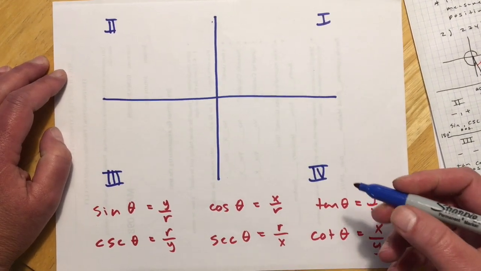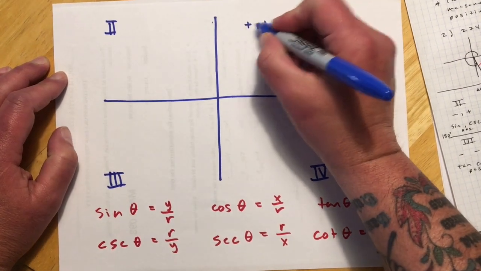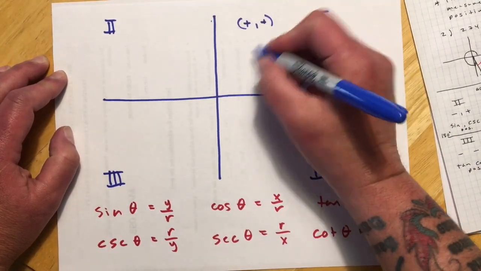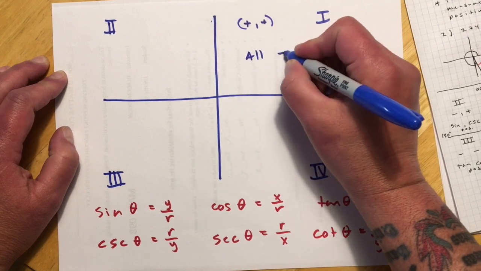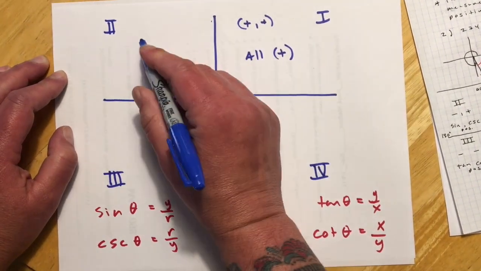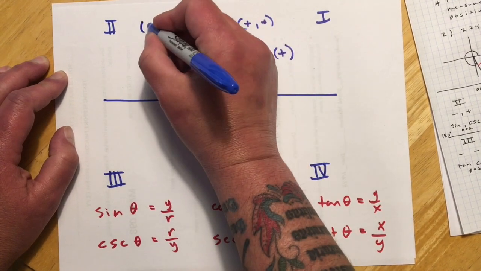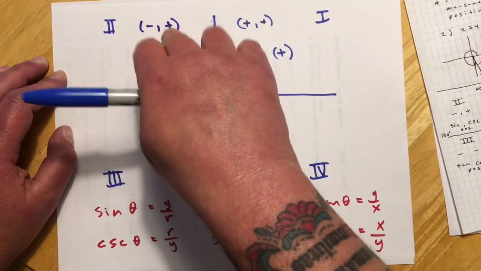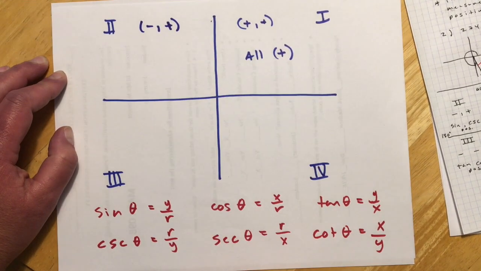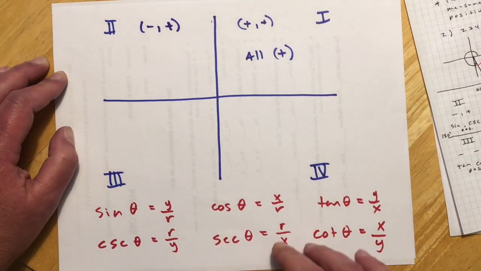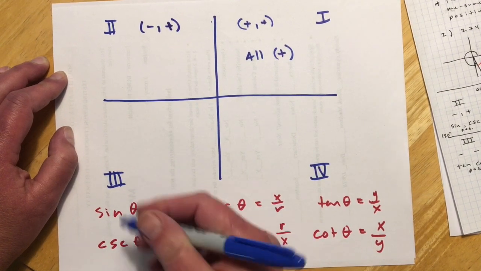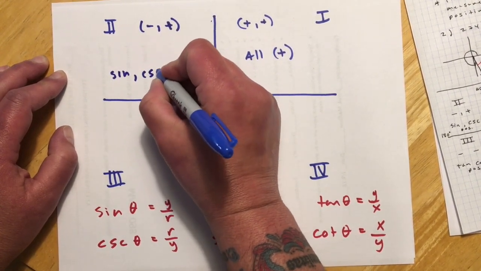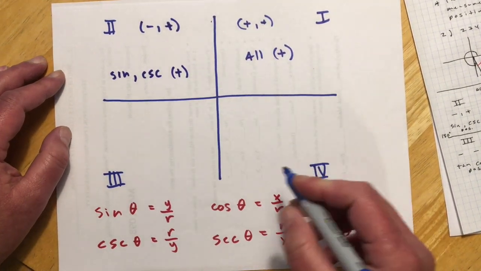In this first quadrant, x and y are both positive, and so all the trig functions are going to be positive in the first quadrant. So we'll say all positive. In the second quadrant, x is negative and y is positive. Anything involving y is going to be positive, anything involving x is going to be negative. Our functions that don't have x are sine and cosecant. Those two are positive, everything else is negative in the second quadrant.